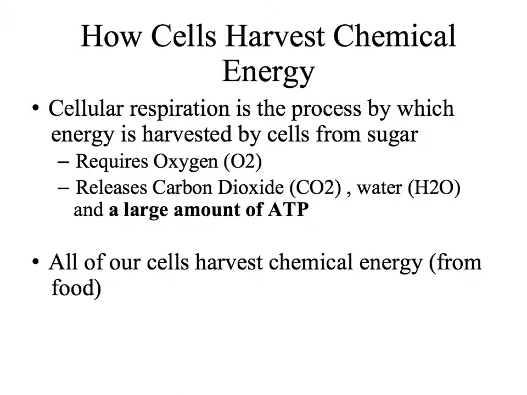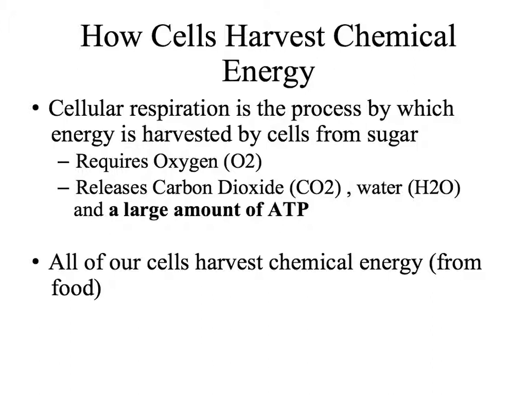Let us begin Chapter 9, which deals with cellular respiration. So how do cells harvest chemical energy? We talked about in the last chapter this idea of photosynthesis, creating these glucose molecules because they can store a lot of energy. So how do we use those glucose molecules then to get energy for the processes that the cells in our body need?